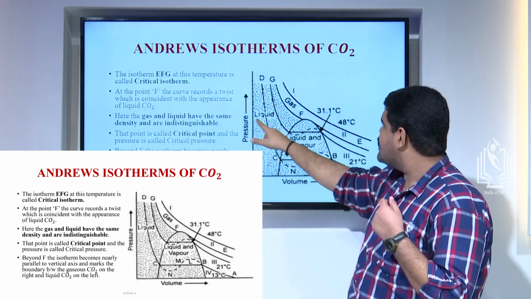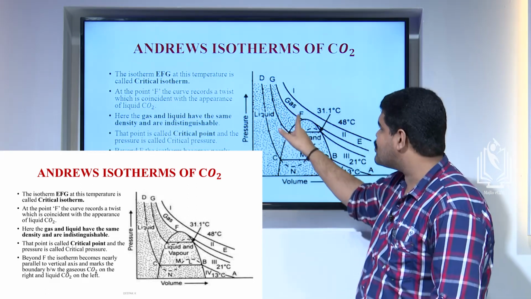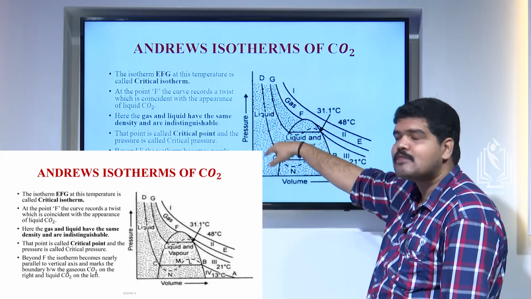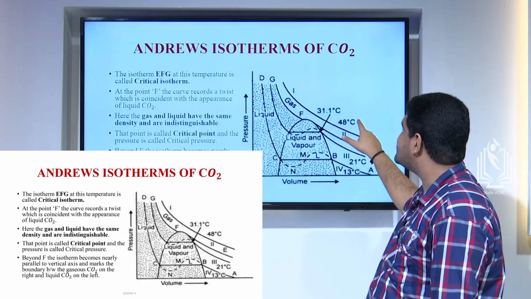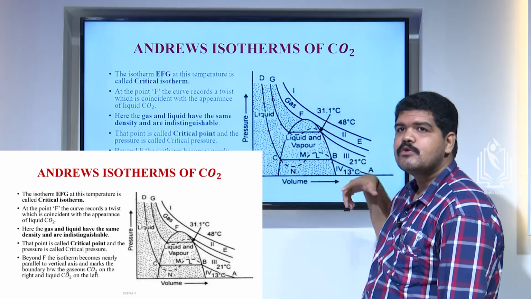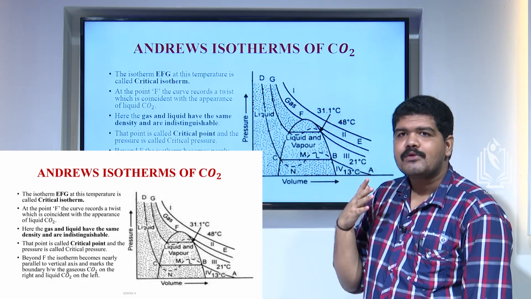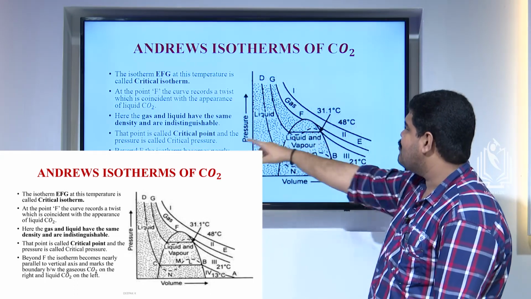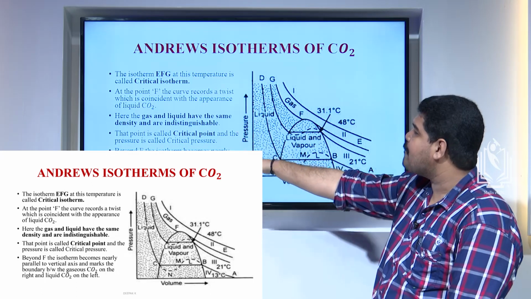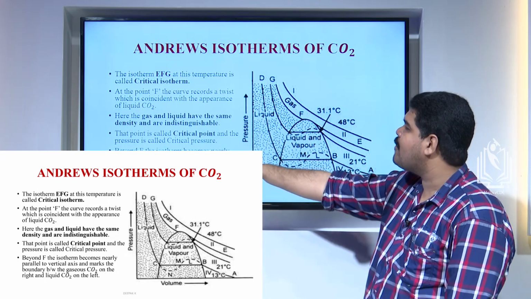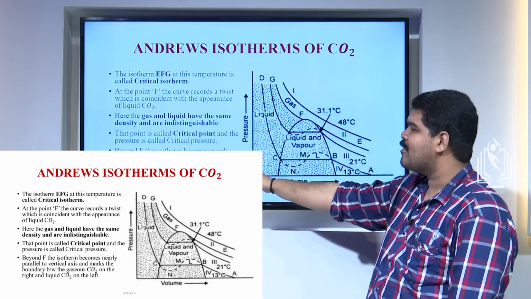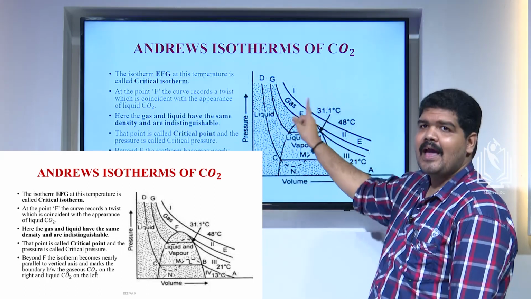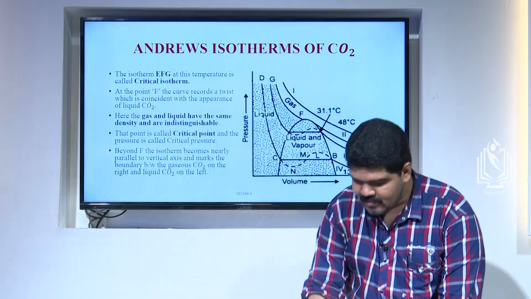To the left you can have the liquid carbon dioxide, because after the horizontal portion all the liquid is formed, but on the right of it there is no liquefaction process. So, it will be gaseous carbon dioxide on the right hand side. Beyond F, the isotherm becomes nearly parallel to the vertical axis and marks the boundary between gaseous carbon dioxide on the right and liquid carbon dioxide on the left, and that is what is happening here. Okay.